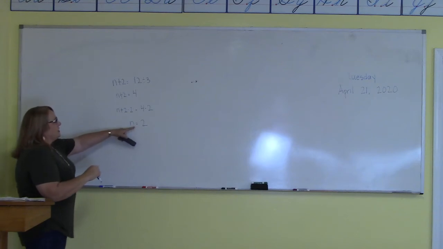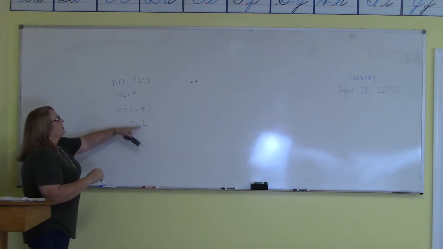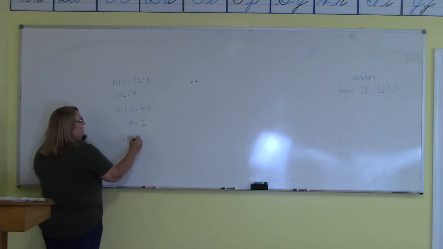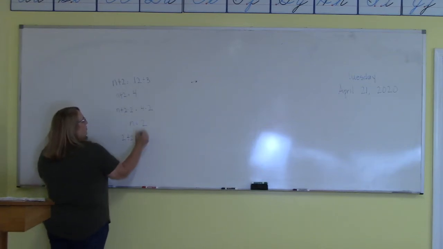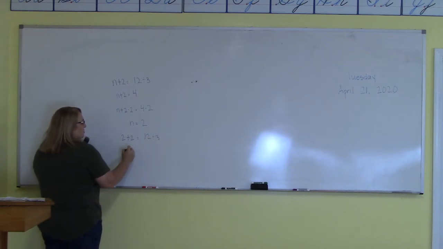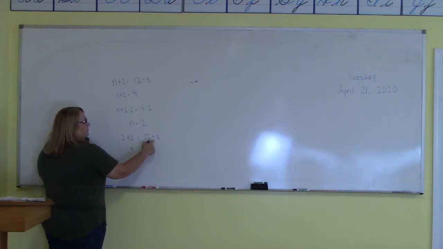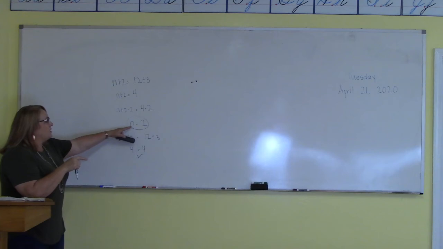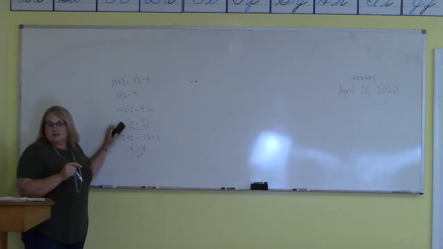Now let's plug it in. Everywhere we have an n, we're going to plug it in for 2. So 2 plus 2 equals 12 divided by 3. What is 2 plus 2? 4. 12 divided by 3 is 4. Okay, so this is correct. These are equal, so n equals 2. This is your answer.